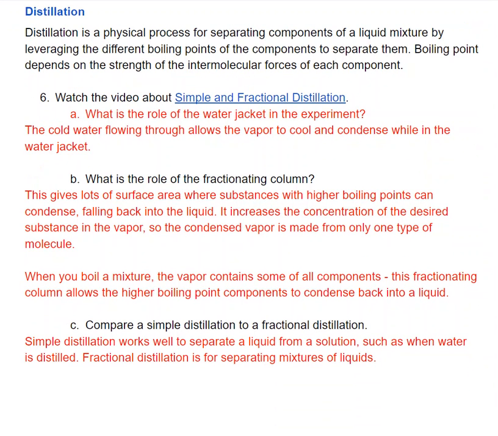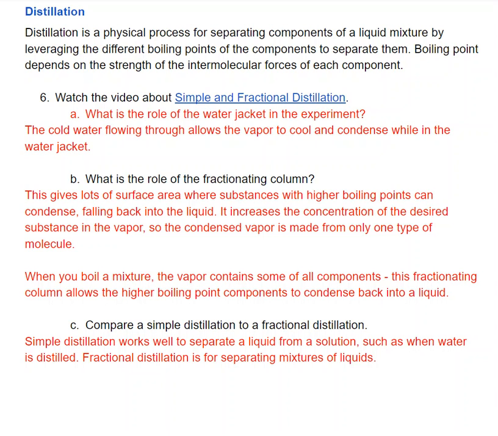Another process that we can separate components of a liquid mixture with is distillation. So this takes advantage of the fact that the different liquids will have different boiling points. Boiling point depends on the strength of those intermolecular forces for each component. So the water jacket provides cold water that flows through this glass piece, and it allows the vapor to cool and condense while in the water jacket.